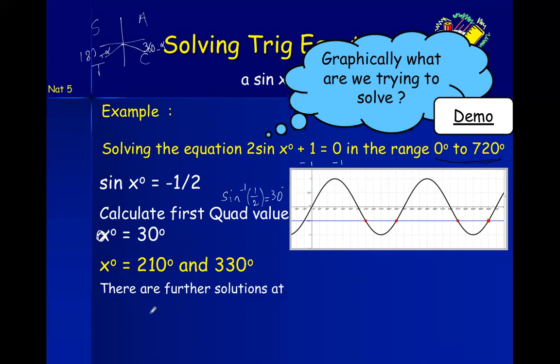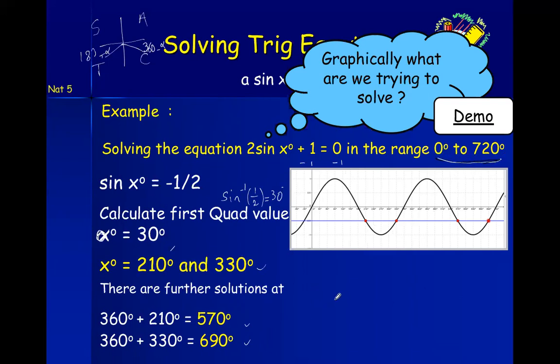210, 330. Further solutions at 360 plus 210 and 360 plus 330, which is 690. And I can quickly check that they're all under 720. So my answers are plausible answers. Okay.